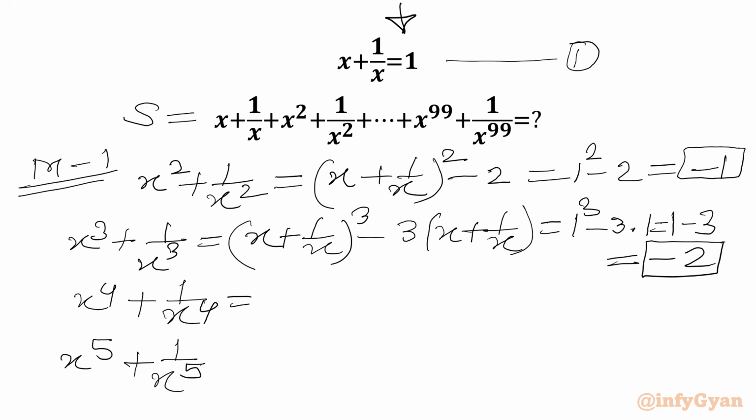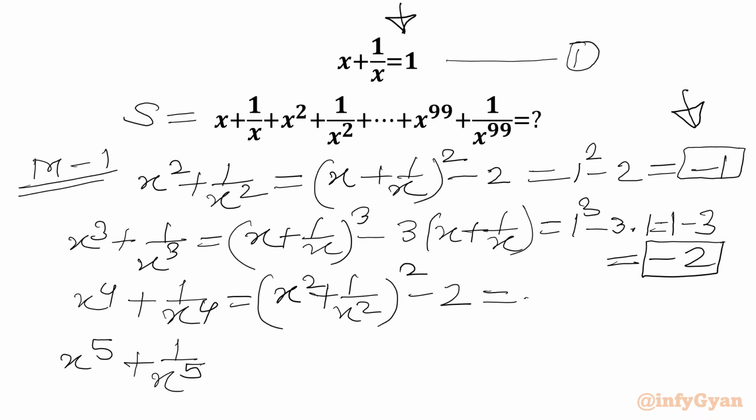Let us find x power 4 plus 1 over x power 4. Using the algebraic formula, x square plus 1 over x square whole square minus 2. We have calculated x square plus 1 over x square, it is negative 1. So I will write negative 1 whole square minus 2, which is 1 minus 2, it is minus 1.